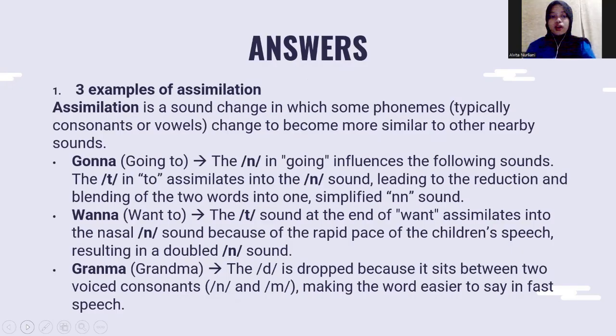And then in wanna, or want to, the T sound at the end of want assimilates into the nasal N sound because of the rapid pace of the children's speech, resulting in a double N sound. And then in grandma, the D is dropped because it sits between two voiced consonants, N and M, making the word easier to say in fast speech.